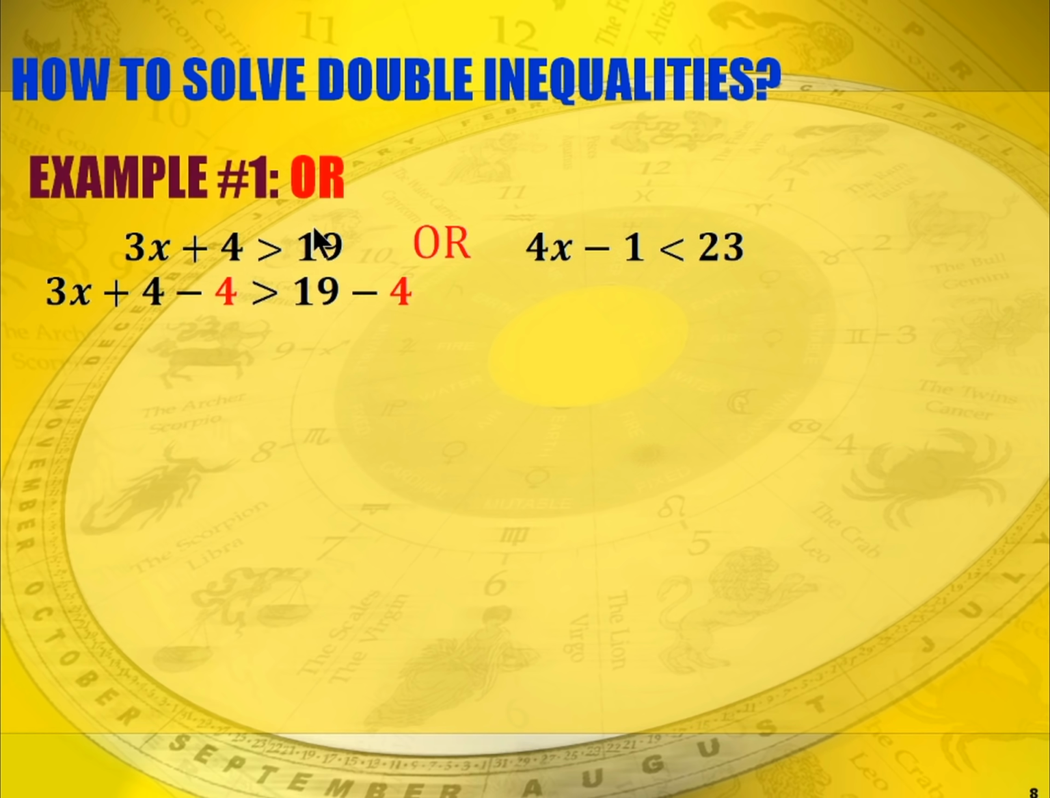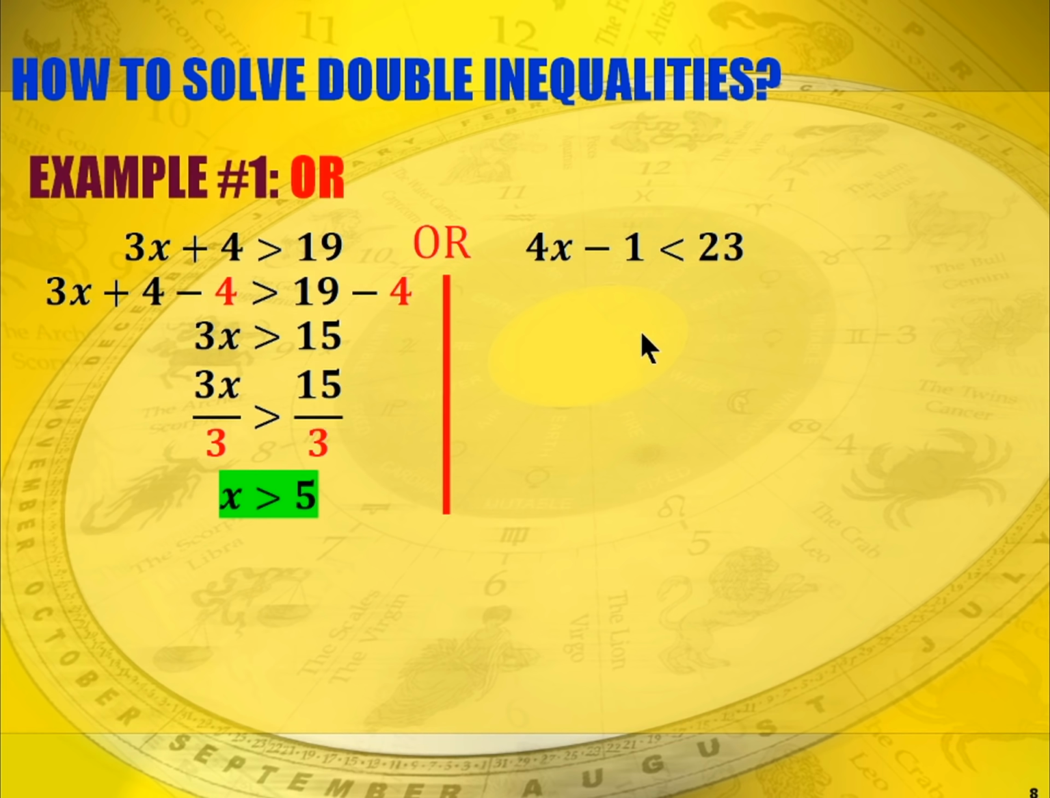Now we're going to solve this inequality first. We're going to subtract 4 from both sides. We have 3x plus 4 minus 4 is greater than 19 minus 4. So this is 0, so we have 3x is greater than 15. Now to eliminate 3, we're going to divide all sides by 3. So this cancels. X is greater than 15 divided by 3, that's 5. So x is greater than 5.